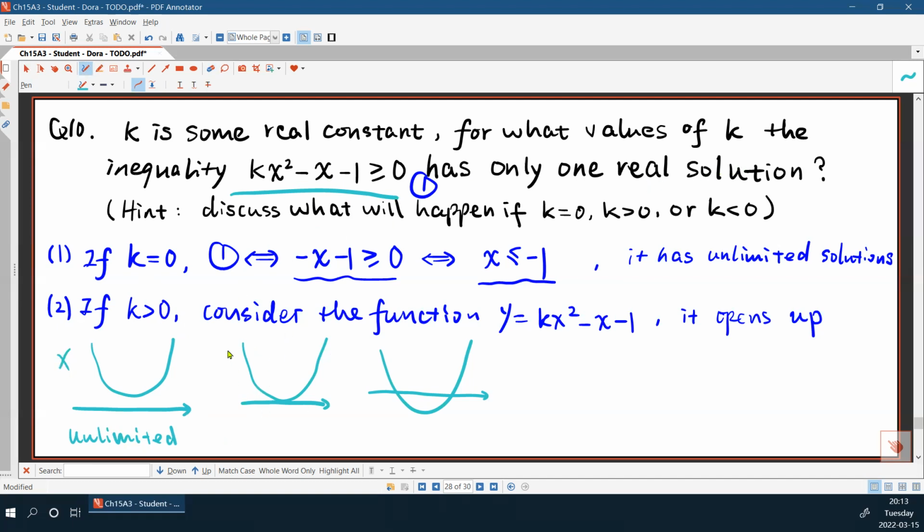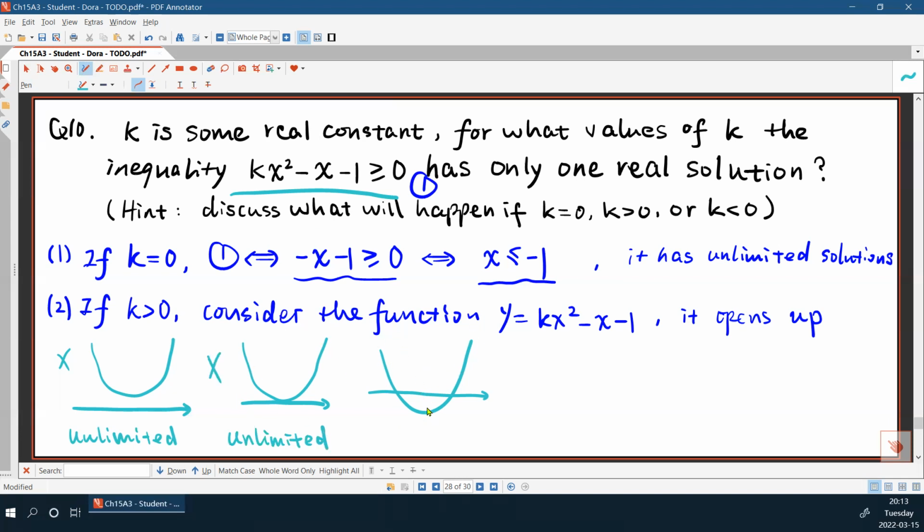How about the second one? How many solutions are there? Unlimited. Also unlimited, right? Because all of these numbers can make this function greater than or equal to 0. So it also has an unlimited number of solutions, so it cannot be the case.